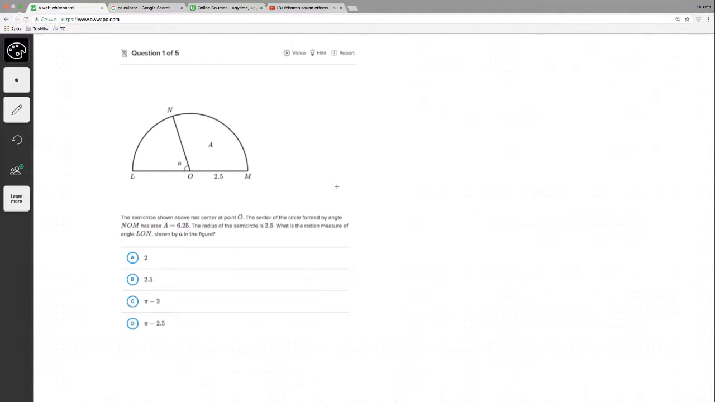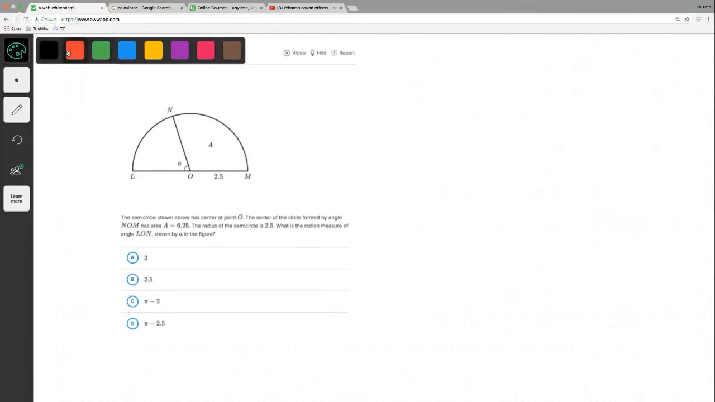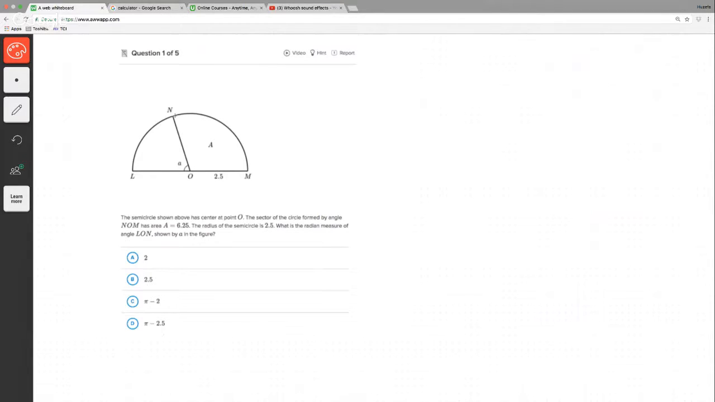Here we go. The semicircle shown above has a center at point O. The sector of the circle formed by angle NOM, so this one, has an area of 6.25. The radius of the semicircle is 2.5, that we can see. What is the radian measure of angle LON shown in the figure?